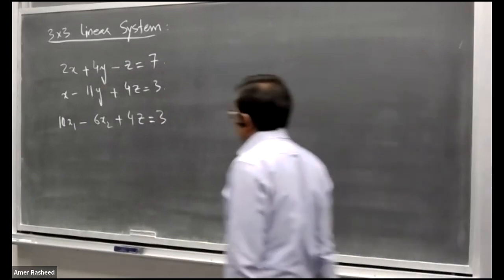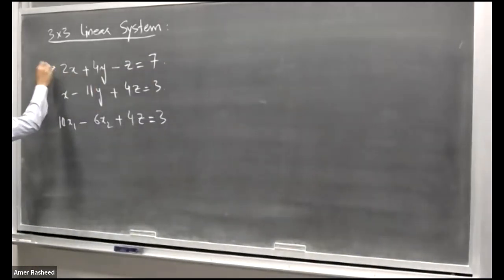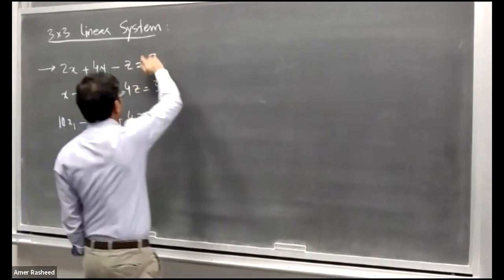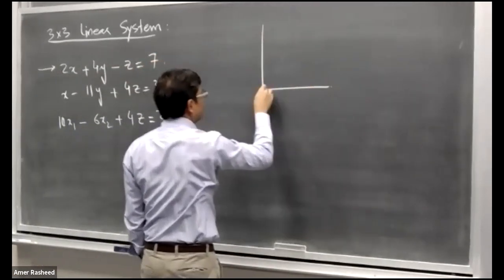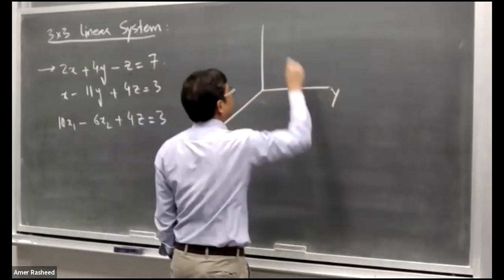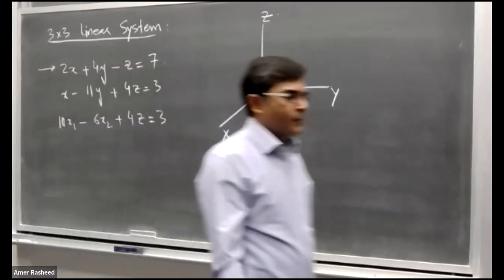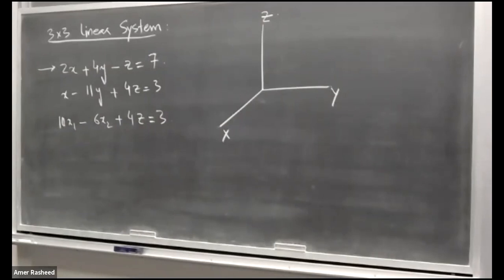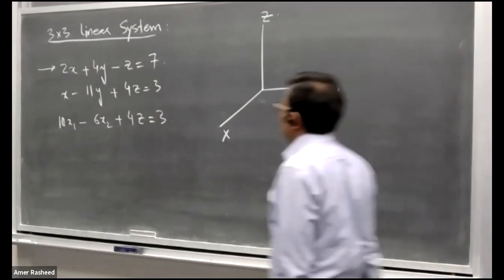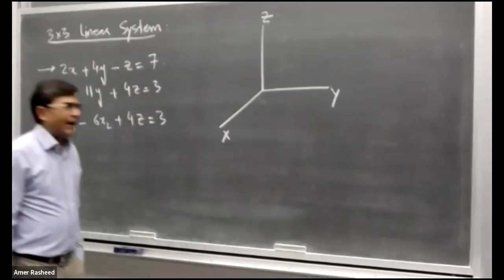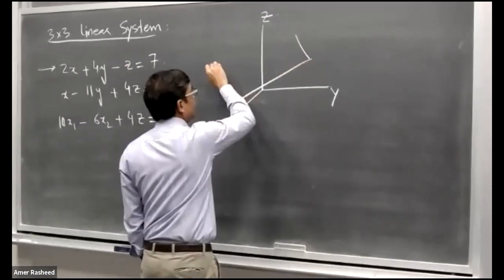Can anyone tell me what a single equation represents in 3D? Because we have 3 variables. So what would this equation represent in 3 dimensions? If we suppose this is x, this is y, this is z. Anyone? A linear equation in 2 unknowns represents a straight line. Now, what does a linear equation in 3 unknowns represent in 3D? It represents a plane. Okay, I hope you know it.